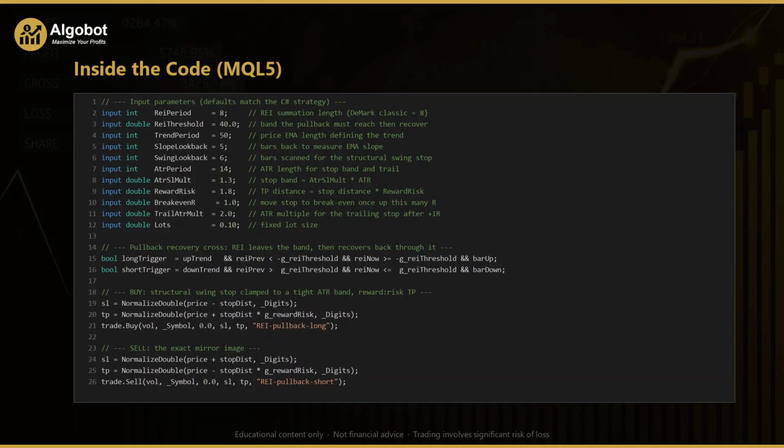The short trigger is the mirror. It requires a downtrend, the previous reading above +40, the current reading back at or below +40, and a bar that closed lower than it opened.